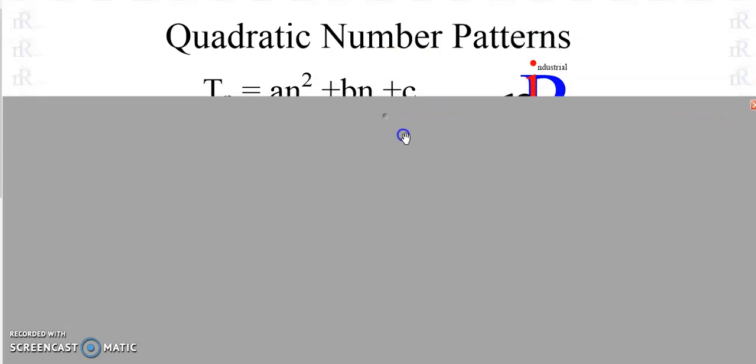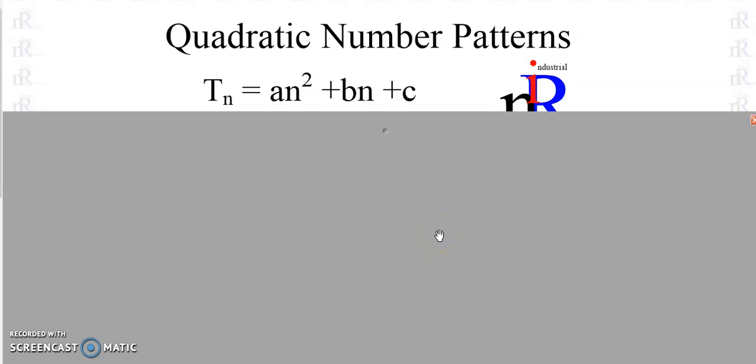So when we look at the quadratic number pattern, the all too familiar T of n is equal to an squared plus bn plus c comes to mind. This formula you are very familiar with already from grade 11, but it also ties in with the quadratic function, the parabola, ax squared plus bx plus c. So nothing new to it, it's just that it is written this way because it is number patterns. We work with term numbers and therefore we use the letter n.